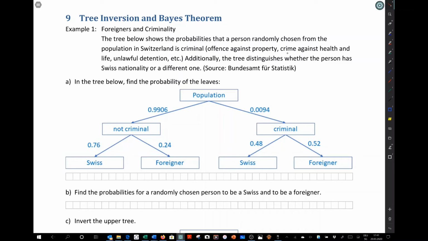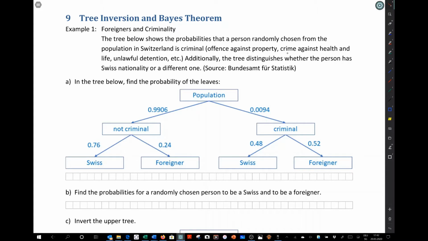Interpretation of probabilities is often not so simple, and in this chapter we're going to look at typical situations where people often misunderstand the probability and draw completely wrong conclusions. And I'm talking here also about professionals in their field. They have some probability, but they don't realize what it really means. So let us start with example 1, which is about foreigners and criminality.